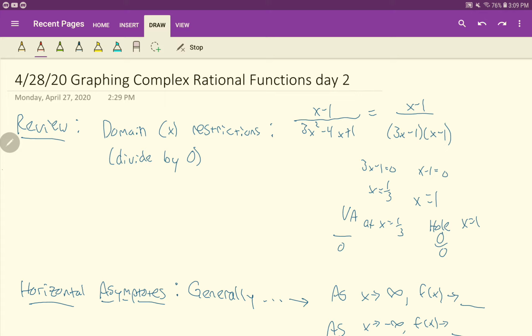The numerator is factored, but the denominator factors to 3x minus 1 times x minus 1. Okay, like that. And so we want to see what x values make us divide by 0 here. So we set that 3x minus 1 equal to 0. We set the x minus 1 equal to 0. We solve, and we get x equals 1/3 and x equals 1.